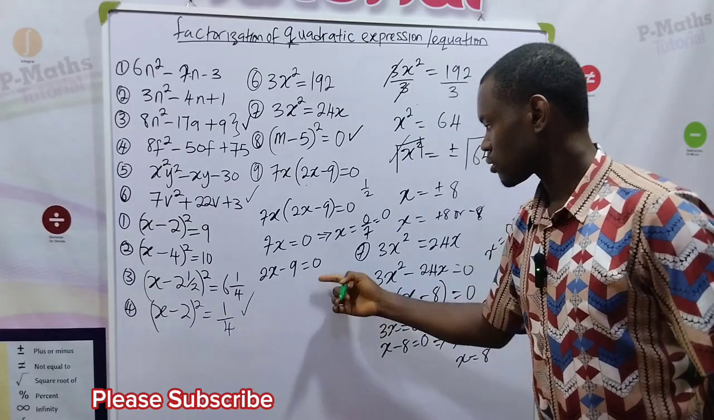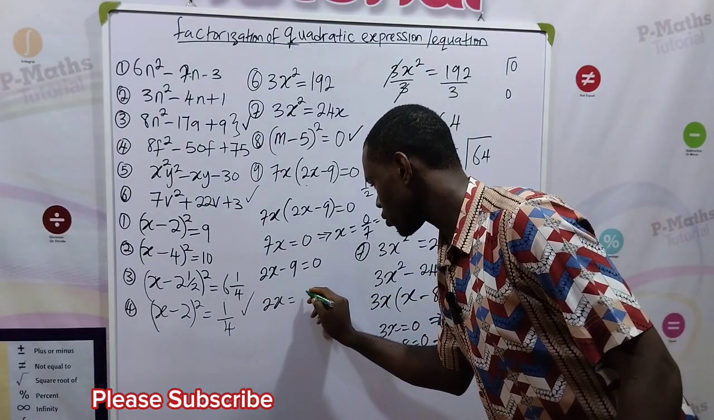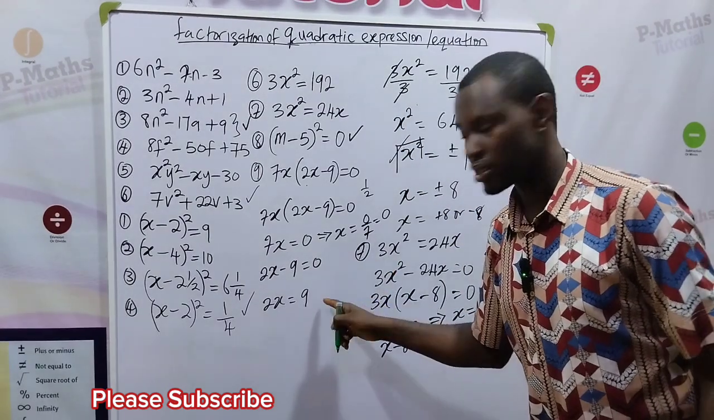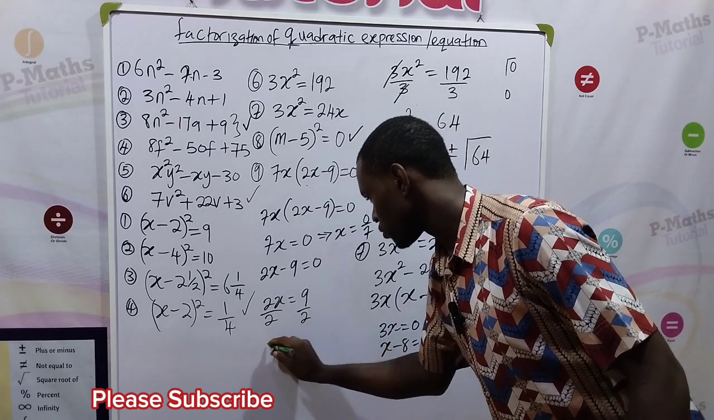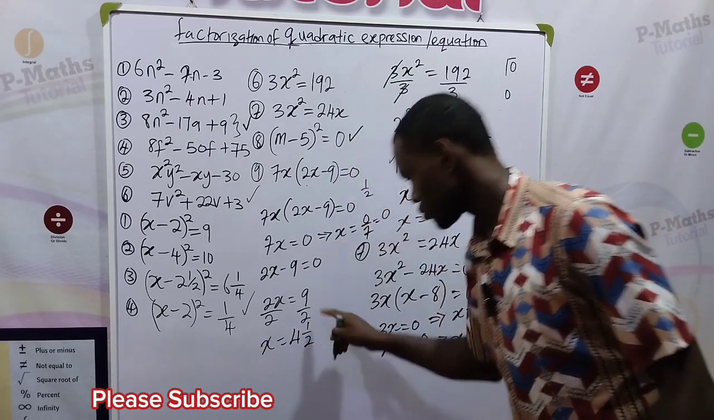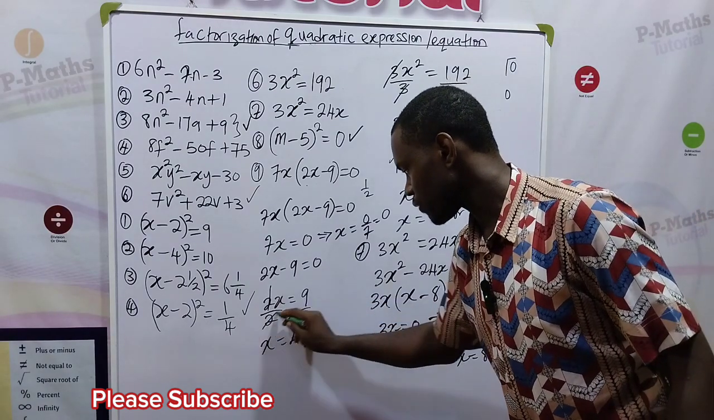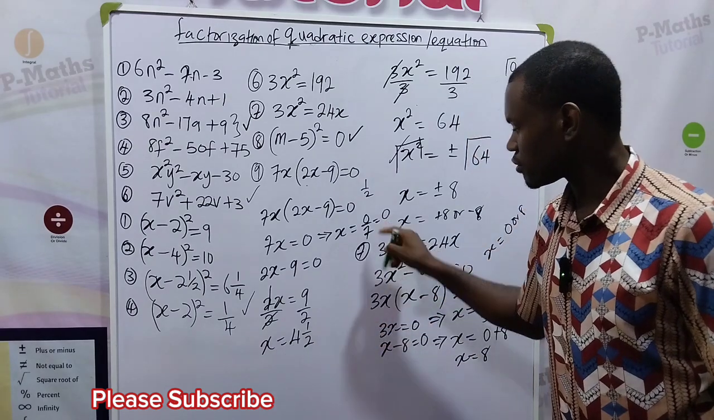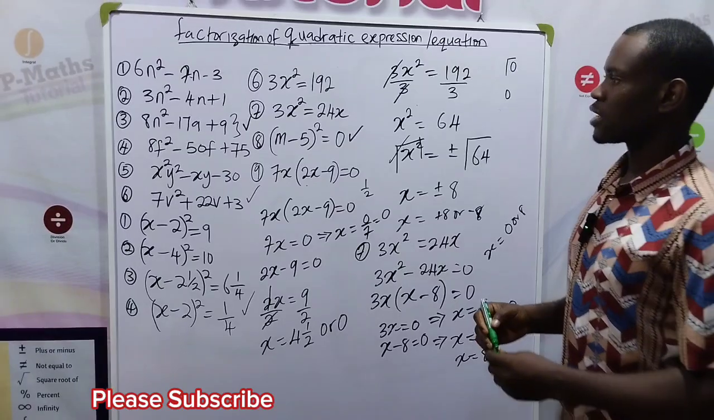So for the second one, take 9 across. So we have 2x equal to positive 9. It should have been plus 0, but 9 plus 0 is still 9. So we divide both sides by 2. We now have x equal to 4 whole number 1 over 2. When you divide 9 by 2, you have 4 whole number 1 over 2. Meanwhile, 2 will divide 2 here. So x is either 4 whole number 1 over 2 or 0. All right. So that's it.